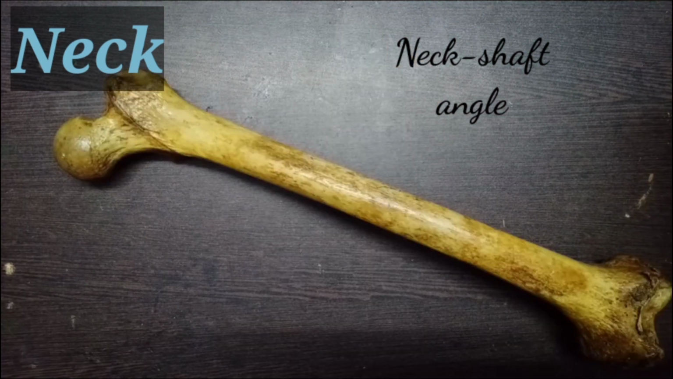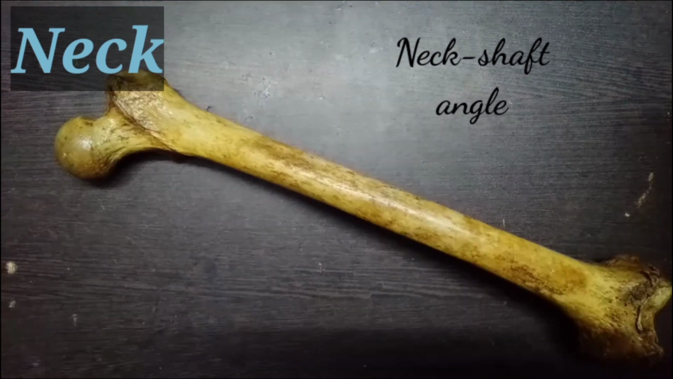Now if you want to know more detail about the neck shaft angle, it is about 125 degrees in adults and it is less in females than in males. Why? Because females have a wider pelvis than males. That is why the neck shaft angle is higher in males and less in females. And the normal value is 125 degrees for the neck shaft angle.